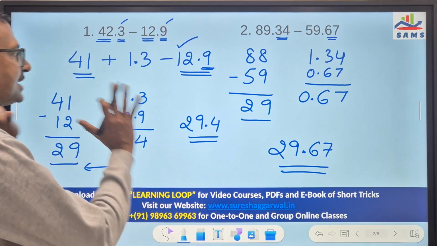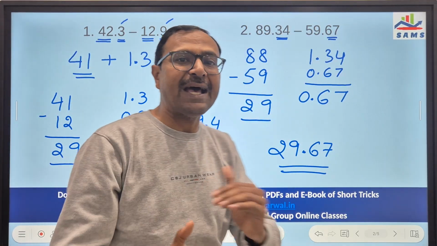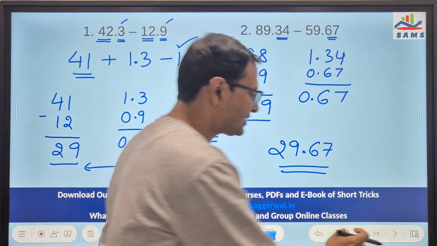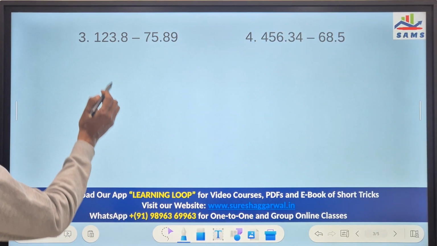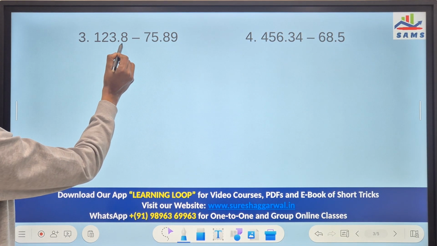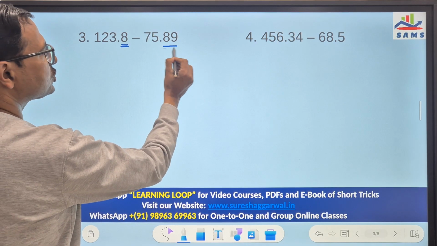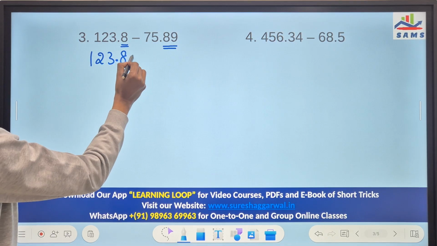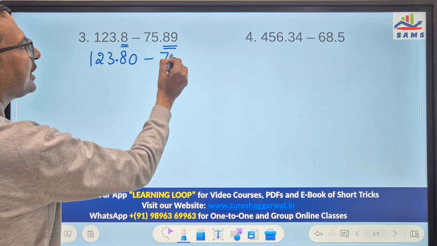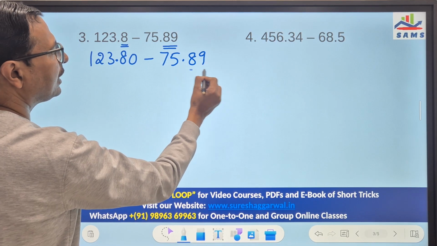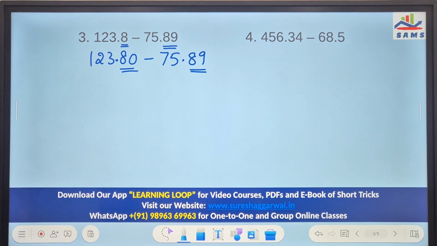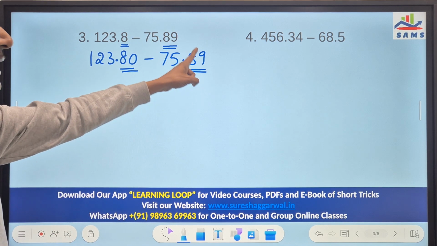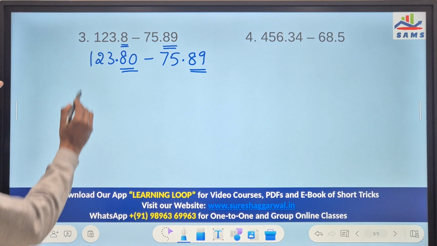See, the number of steps are going to reduce now slowly as we progress through the video. Let's see some more questions. Here you can see this number has only one decimal place, this has two decimal places. So if I write this as 123.80 and this number remains the same, I will have equal number of digits after decimal. But 80 is smaller than 89. So I'll have to do the same thing.